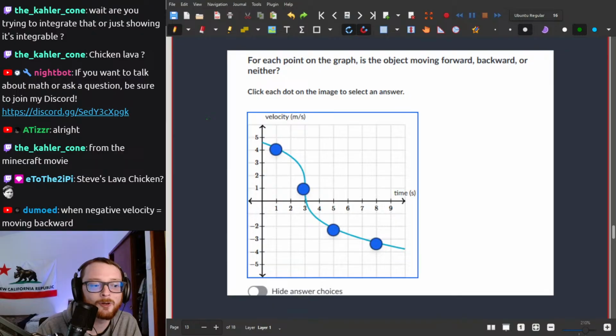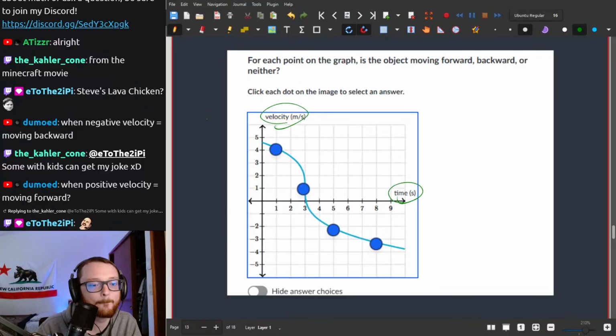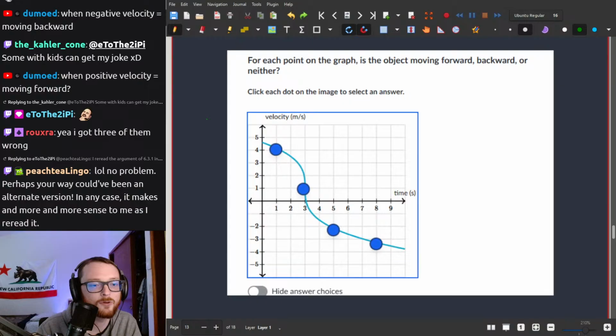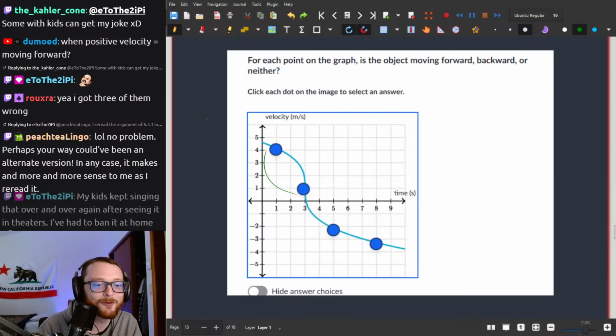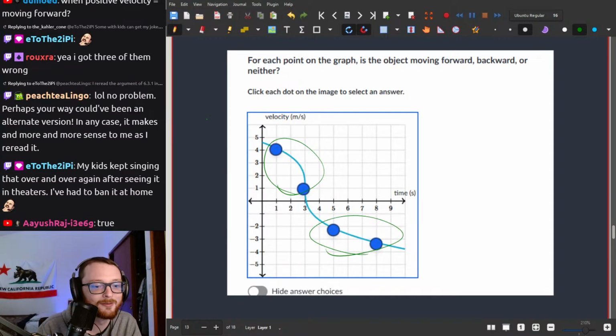For each one of the graphs, is the object moving forward, backward, or neither? These questions can be really tricky. So they're giving us velocity and they're giving us time. I think this one we don't need to overthink. I'm worried that I'm underthinking it, but if you're moving forward, that means your velocity is positive. Surely, right? So I would think these first two should be forward, and if your velocity is negative, you're moving backwards, so the last two should be backwards. And if you were right at 0, that would be neither.